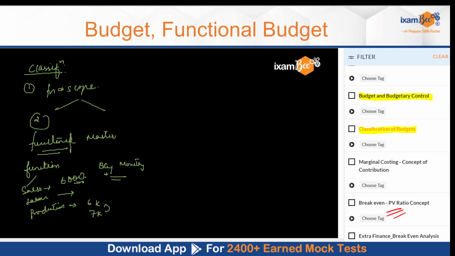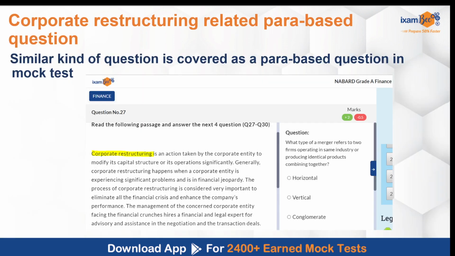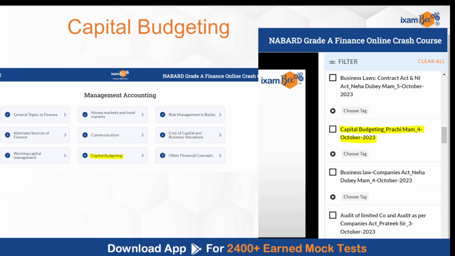Numerical related to PV ratio are also very categorically discussed through videos, through live classes and through a lot of practice questions in the course. Moving ahead, mergers related question on corporate restructuring was also a part of the mock test, and again this has been very widely covered in the live class and also in the study notes, in a very crisp study notes that help you prepare 50% faster. Capital budgeting, another very important topic covered both in the live class and in the course, to discuss the different types of techniques used and the calculation behind it.